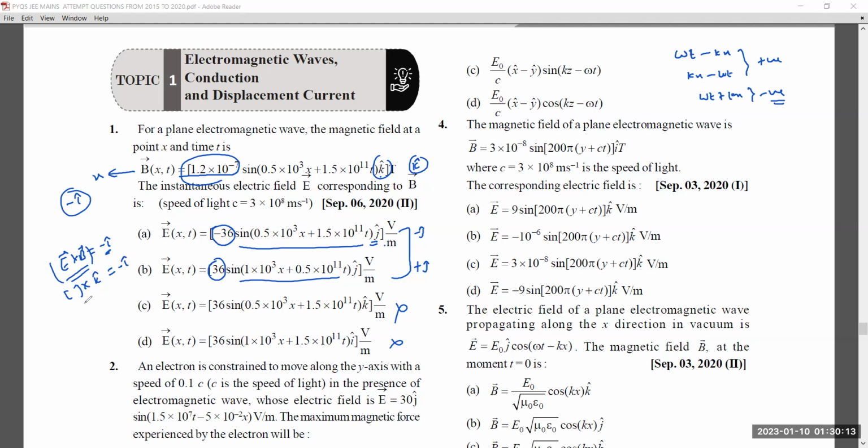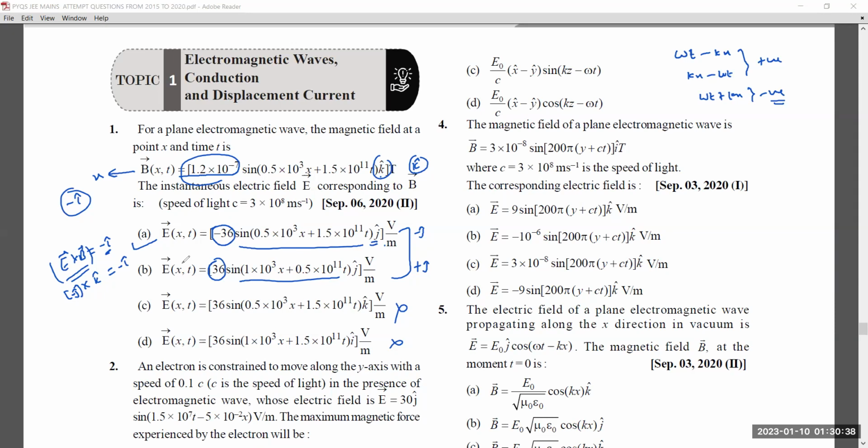Come on, guys. Minus j cap. So which option is correct? The first one. They write something really big, you may see and get confused, but the answer is very simple.